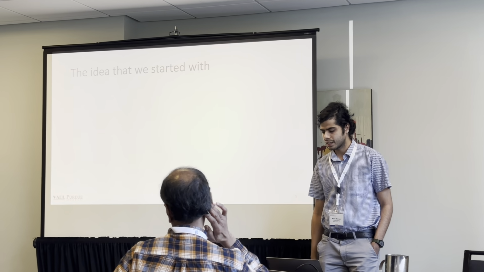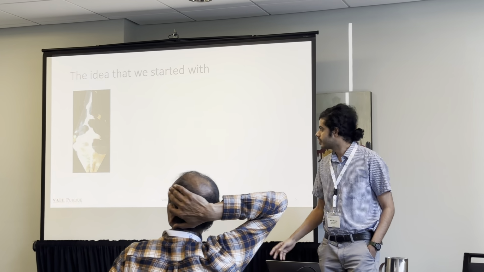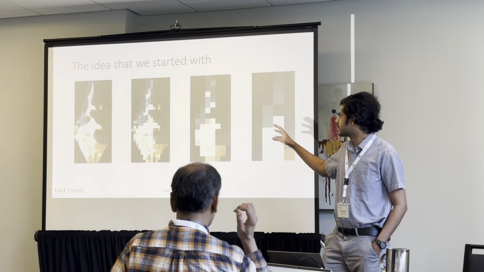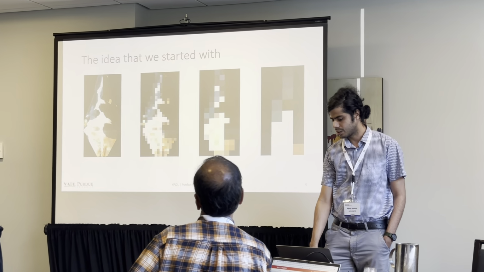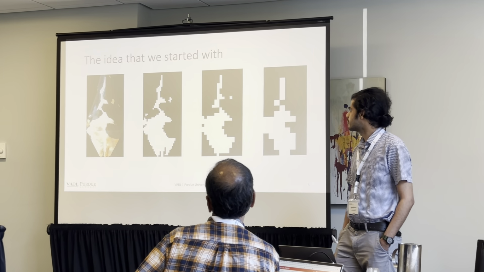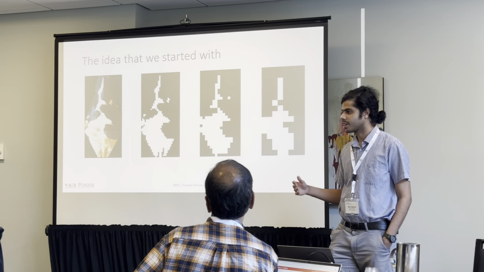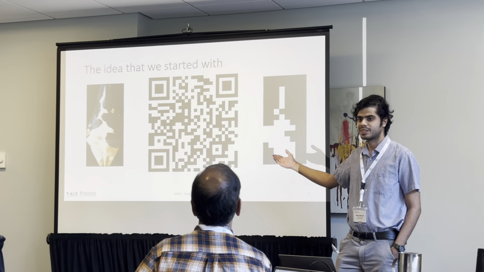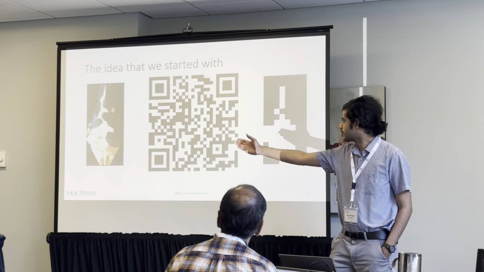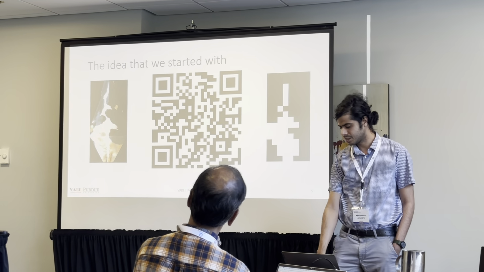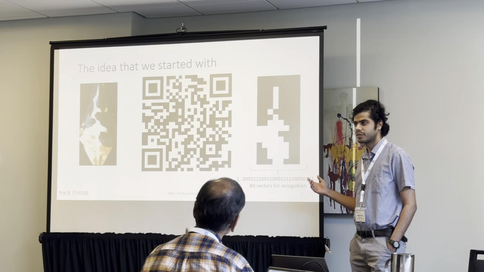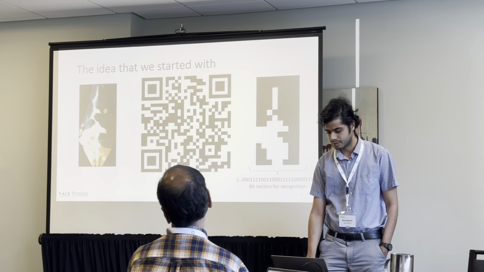So here's the idea that we started with. We took an image of a cow in the top view and started squinting. These images look pixelated, and we thought, what would happen if we binarize these images, and what do they look like? Well, to me, they look like QR codes. So if we take an image of a cow and convert it to something like this, they can be stored as bit vectors that can be used as feature vectors for the recognition.